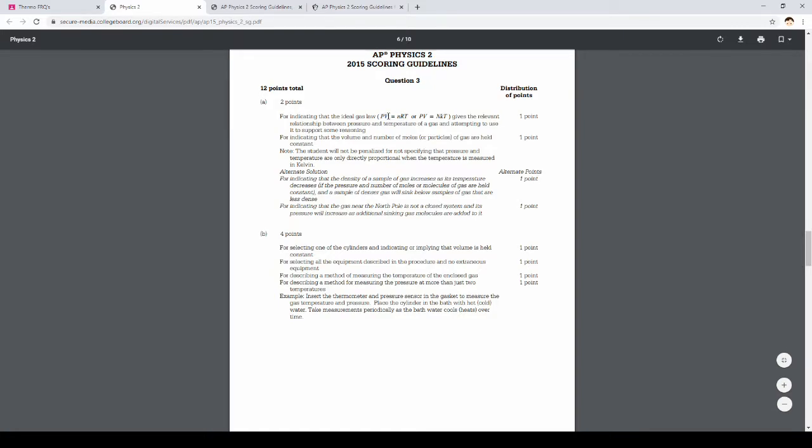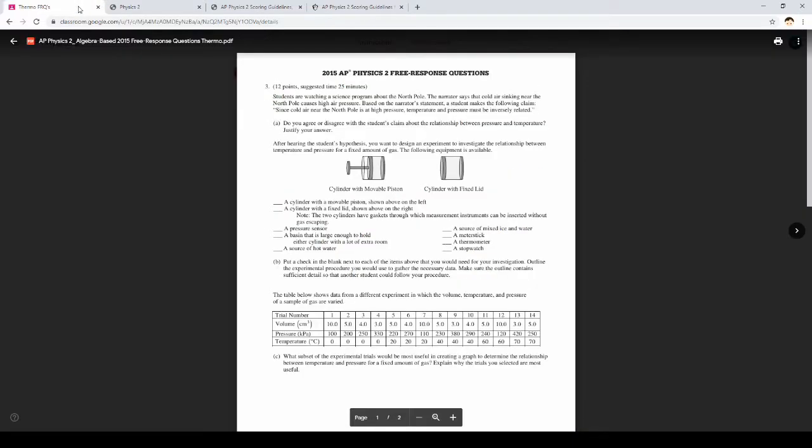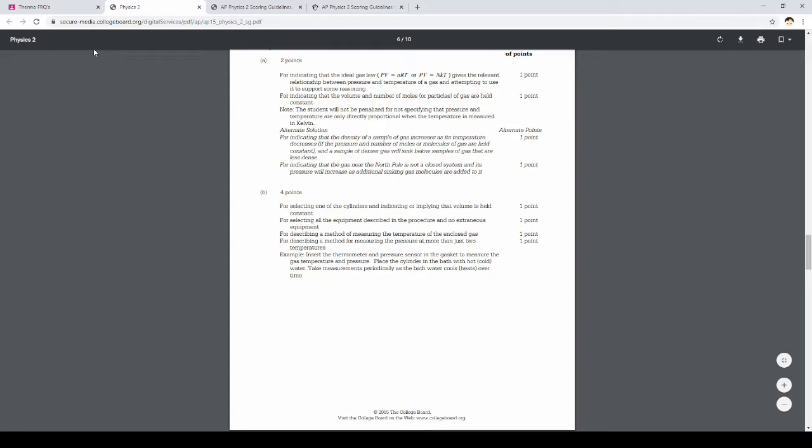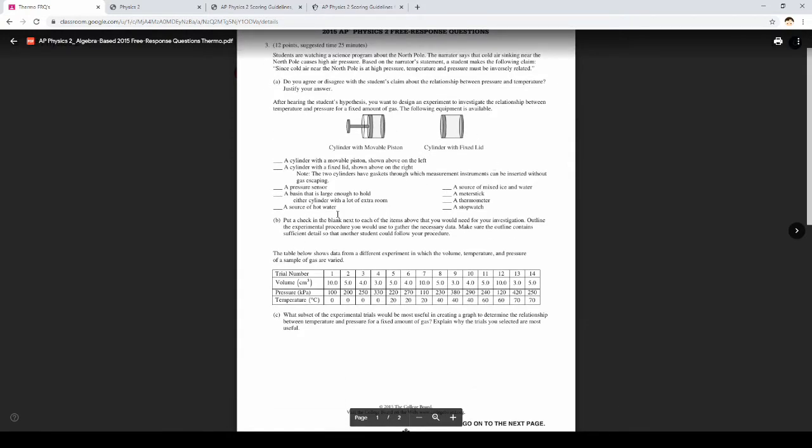The reason that the nature documentary made that claim was because while the pressure is increasing and the temperature is lower, the volume and number of moles are not actually held constant. It's a density thing. So the air molecules are getting more closely packed together, meaning that the volume is effectively decreasing. But that doesn't actually address the question. There is an alternate solution talking about density, but if we just remember our ideal gas law, we're good to go.